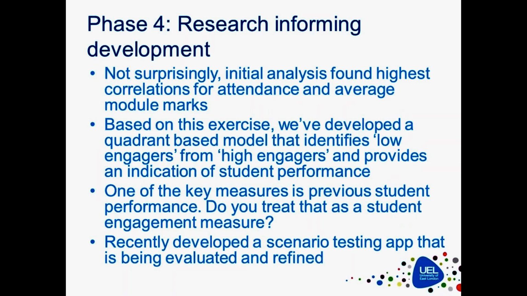Not surprisingly, our initial analysis found the highest correlations for attendance and average module marks. No great surprise there. We've developed a quadrant model, a bit like the magic quadrant developed by Gartner, that identifies the high engagers from the low engagers. What was very interesting in the analysis we undertook was just how consistent that was. We don't have to particularly worry about the high engagers. We know they're probably going to do pretty well, but the group you really want to concentrate efforts on are those with relatively low engagement scores.